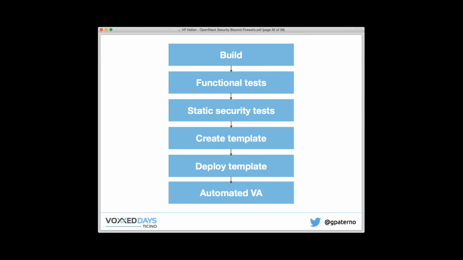We create a template, be it either a virtual machine inside of OpenStack or a Docker container. Then we deploy the template and we run an automated vulnerability assessment. This doesn't prevent you from being attacked, but you can address 80 to 90% of the security problems out there.